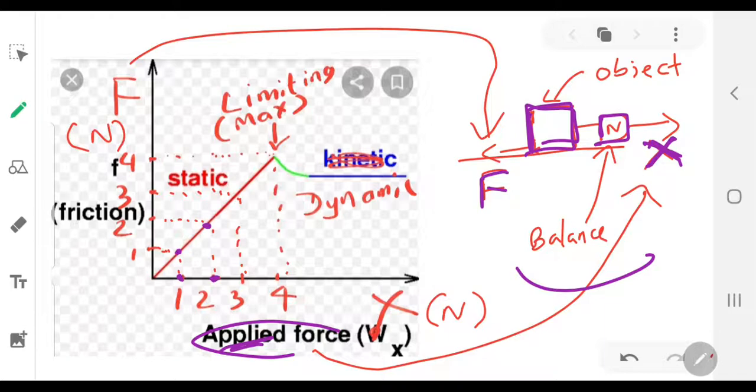So, and they have applied 3 newtons and checked what has happened. Again, there was no movement, so that is why they have decided to write 3, right, in the friction side. So that means there was no movement.